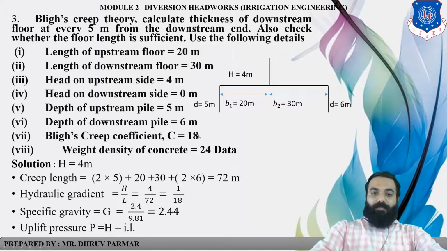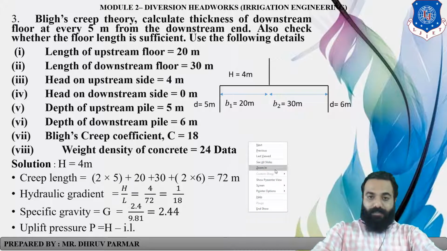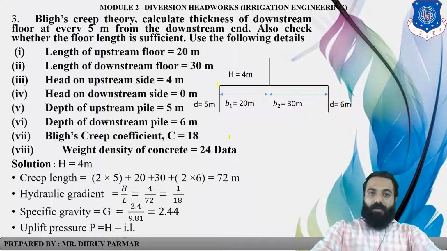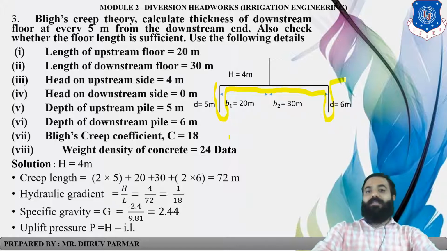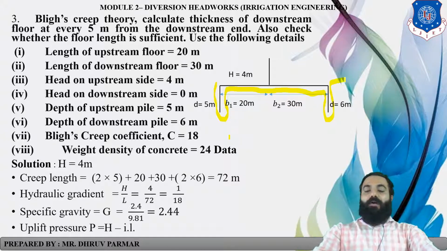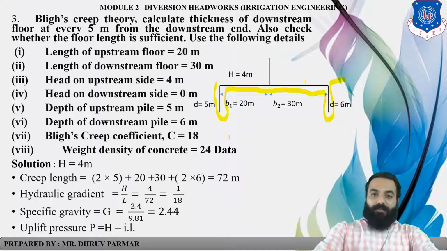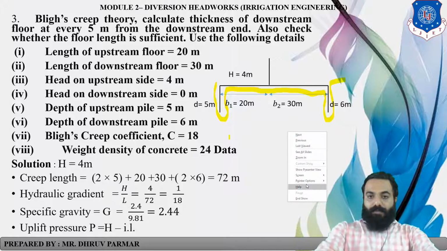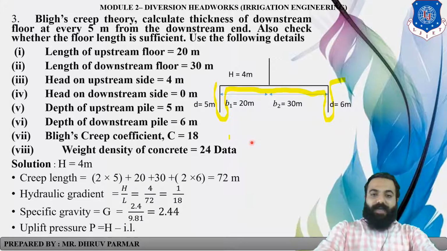Just a minute, I will show by highlight, like this. Here, the water goes like this in this direction, and moves in the horizontal direction till the downstream pile, and again the water goes in this direction. So what is the length of the particular creep line? So again, this is the H.